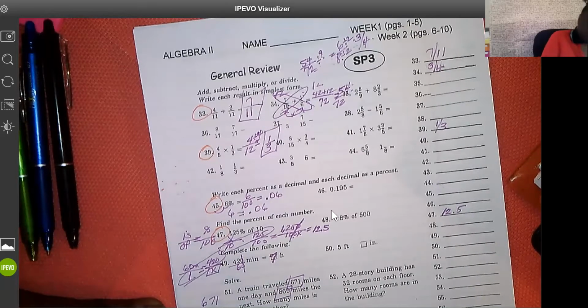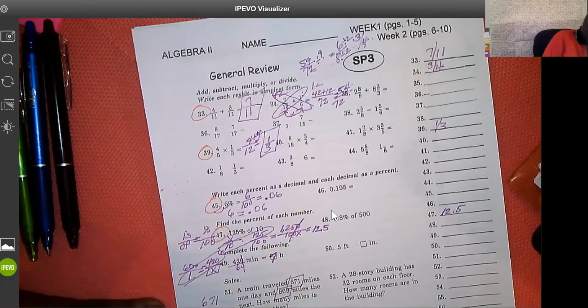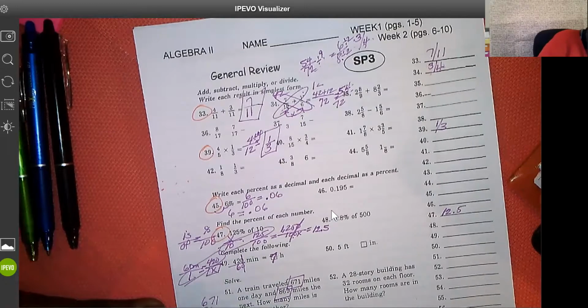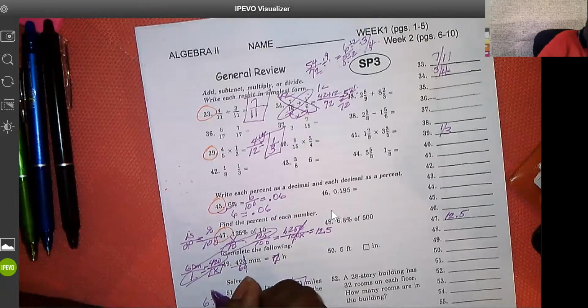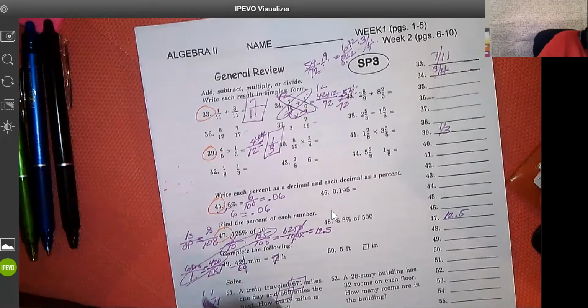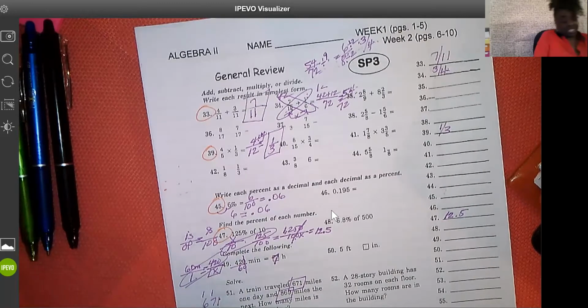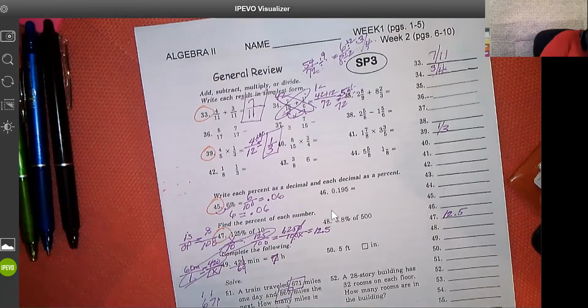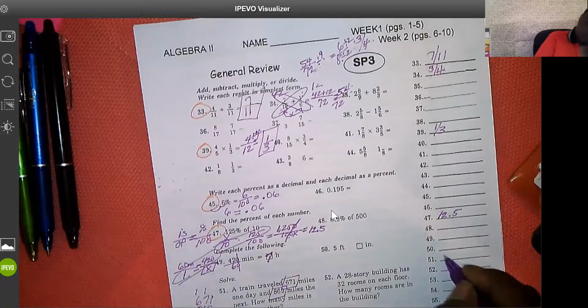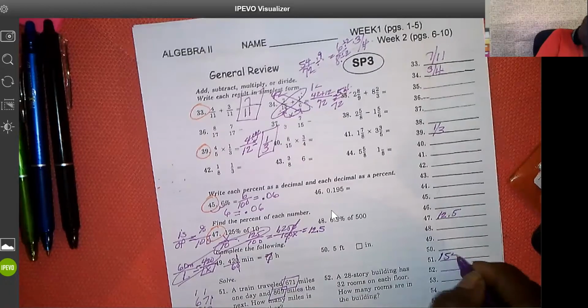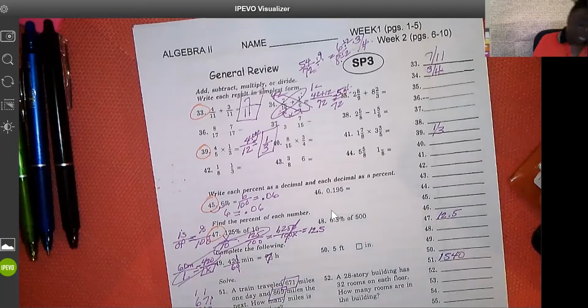So 671 plus 869. 9 plus 1 is 10, 6 plus 7 is 13, add the 1 is 14, 6 plus 8 is 14, 14 plus 1 is 15. So we have 1,540 miles. And that will be your solution for number 51. You would do the remaining of them the same way.